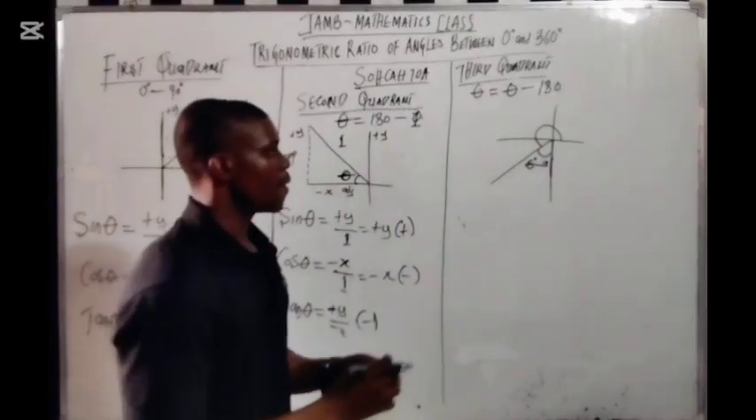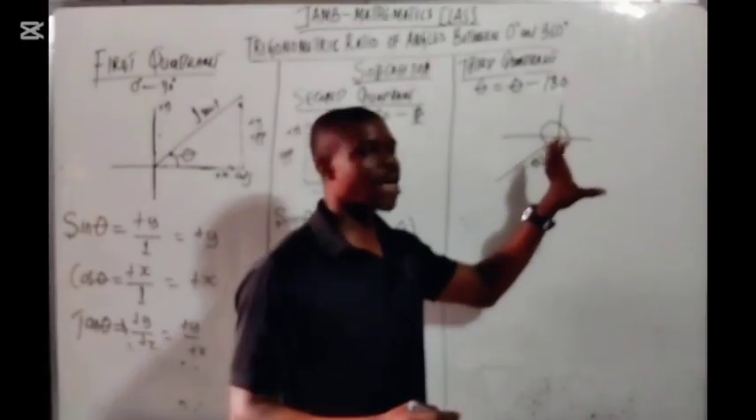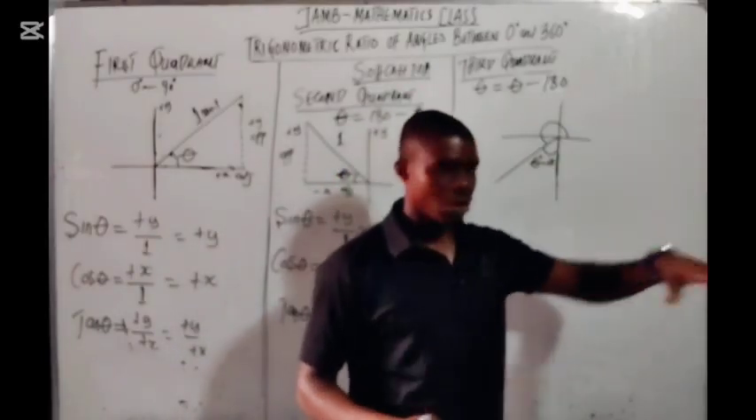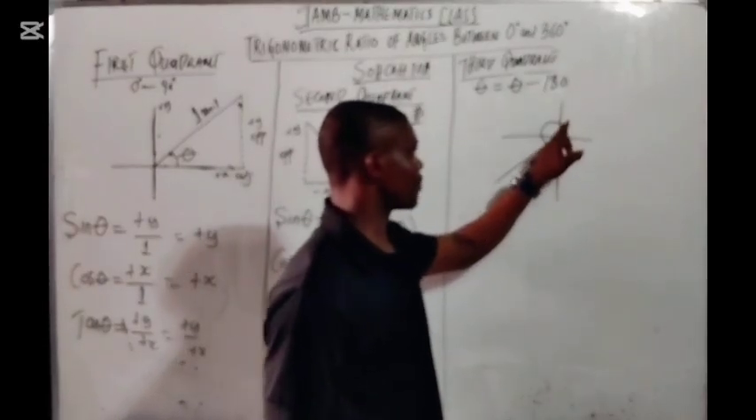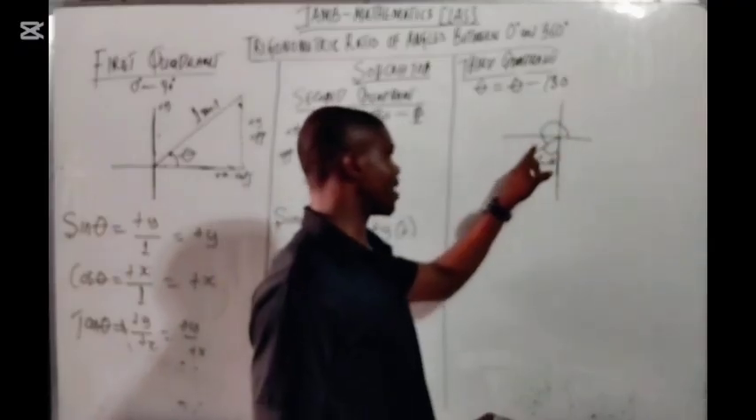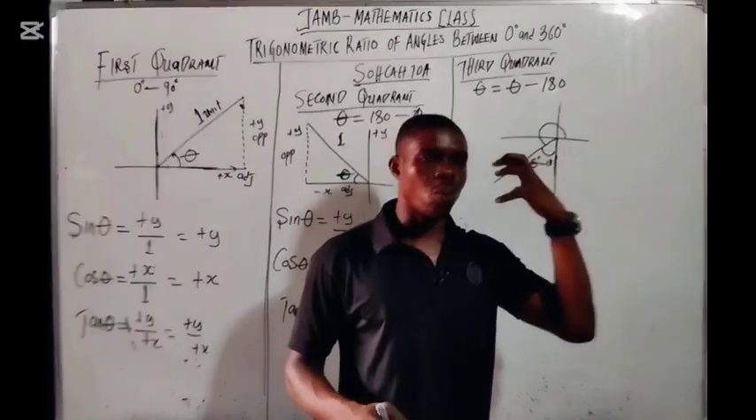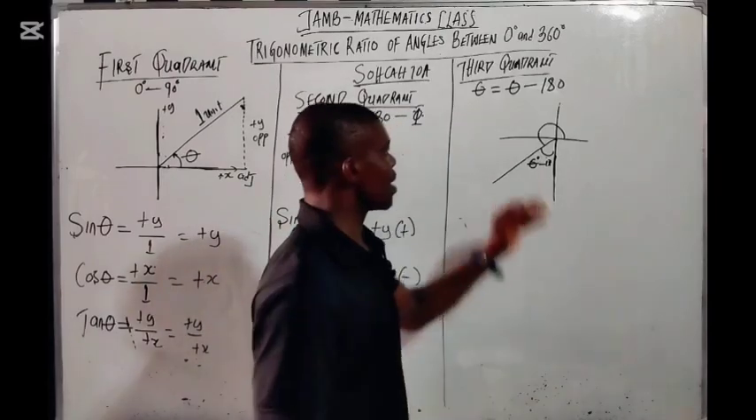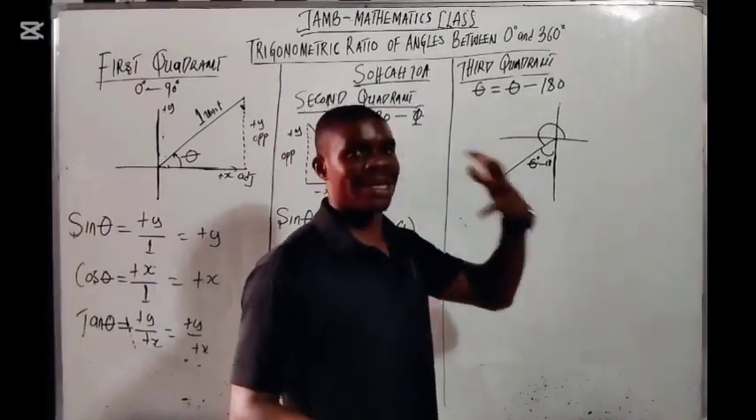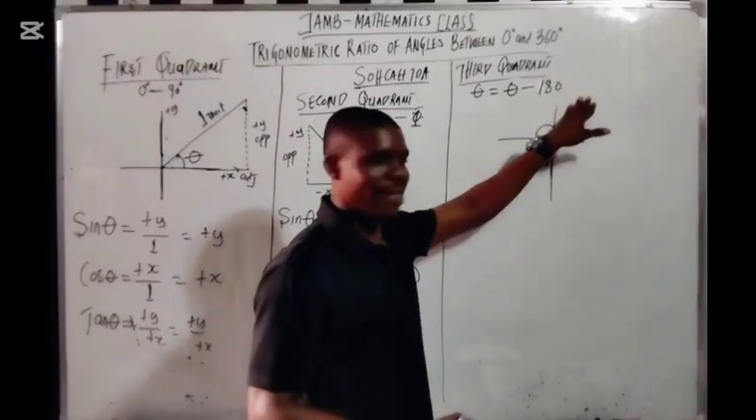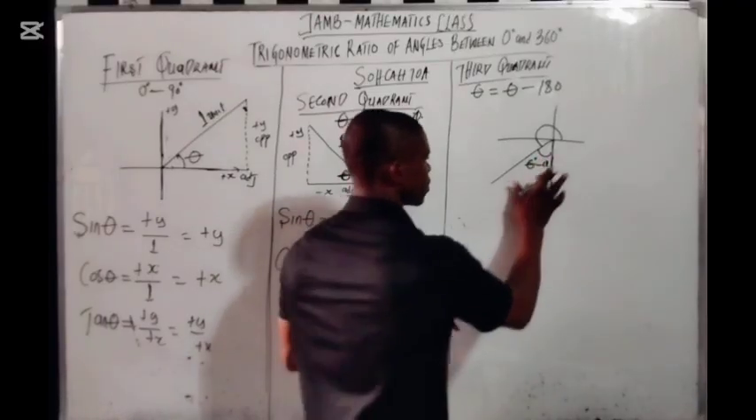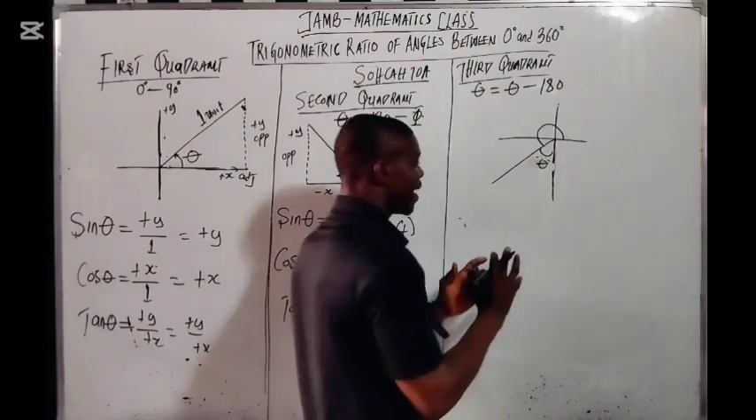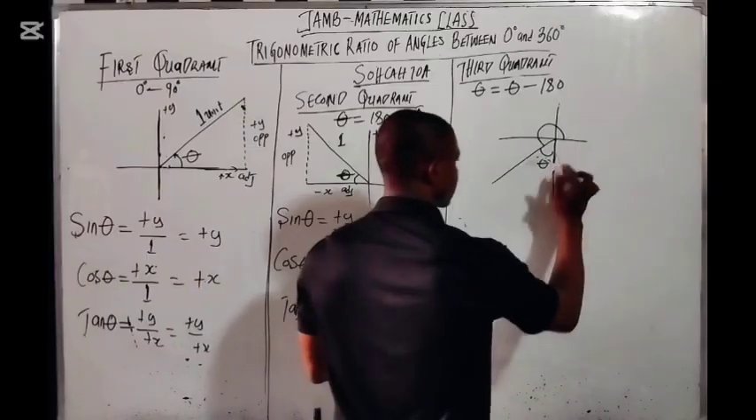Do you see that? Because the angle they are going to give you is going to be more than 180. From here to here is 90, from here to here is 180. As we move to this point here, it is now more than 180, going toward 270, but it's not 270. So that's why it's going to be theta, which is more than 180, minus 180 to get this point here.